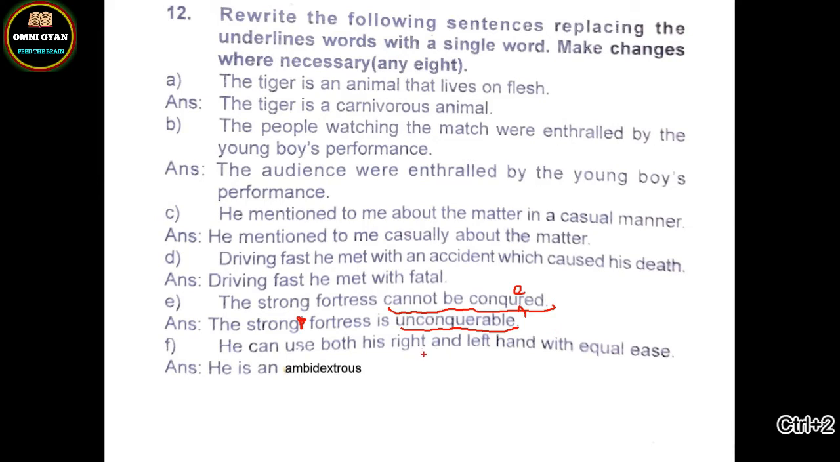Okay, let's move on then. Now this particular question, number F, has been asked quite a number of times, and this is a very common one word substitution that is used. This one word substitution has been repeated quite a number of times previously. He can use both his right and left hand with equal ease.